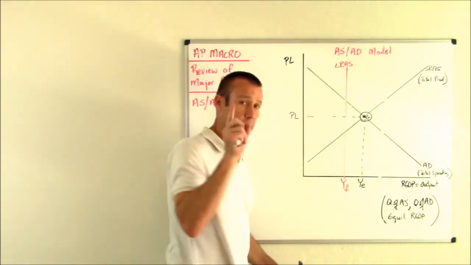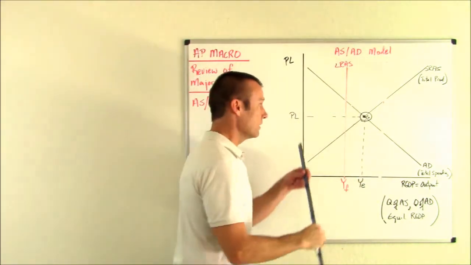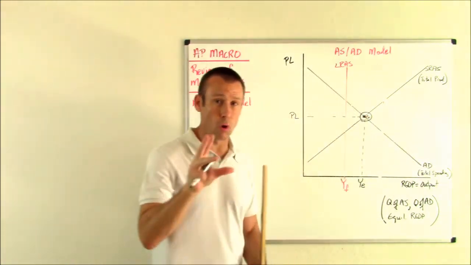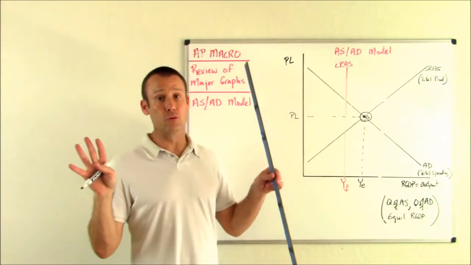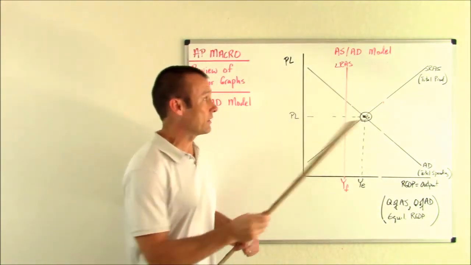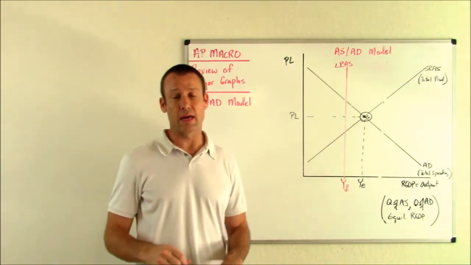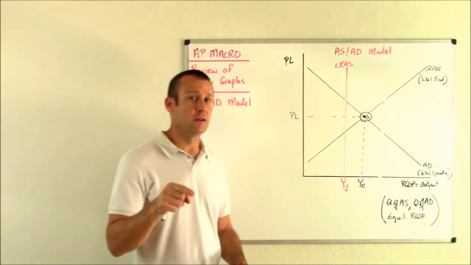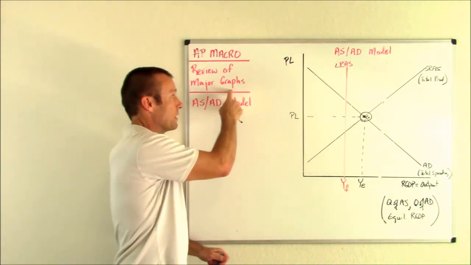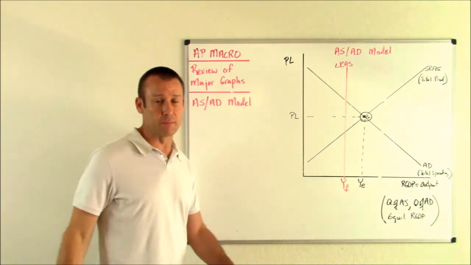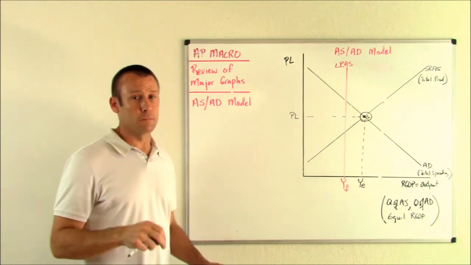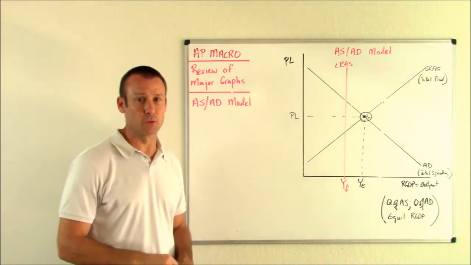to bring us back. So again, what we can do is intervene with our demand management, or we can just let the long run happen, i.e. do nothing, let the wages change, and when the wages change, what do they shift every single time? The SRAS curve. That is your review of major graph, the ASAD model, the most important model in all of macroeconomics. We'll see you in the next video.